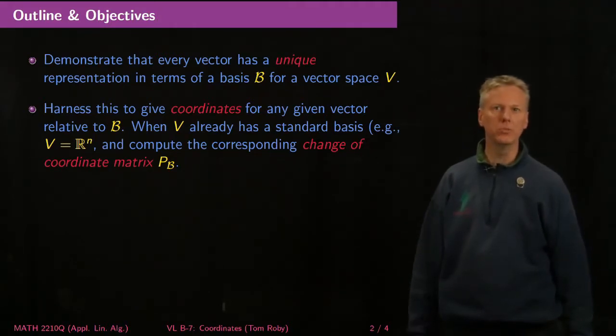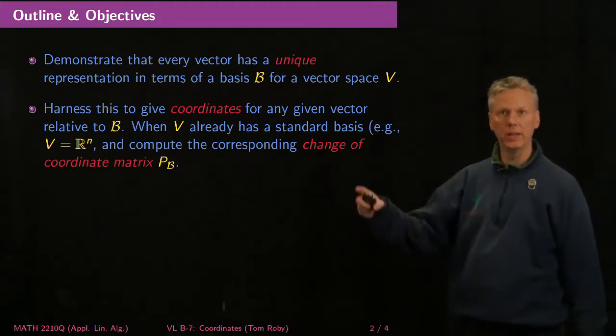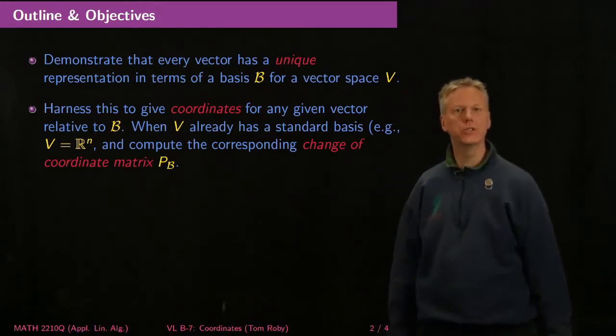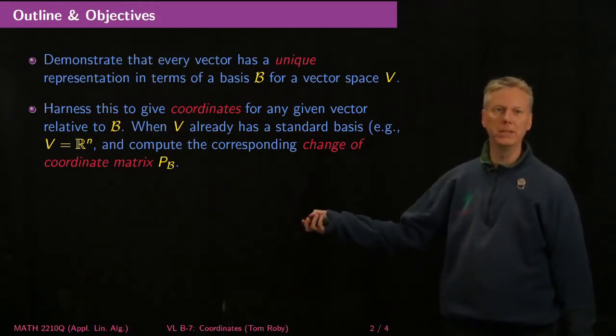So in some cases where we already have a standard basis, then we can view the matrix we get as a change of coordinate matrix. We'll call it P subscript B. So we've got this basis script B, and we'll have a change of coordinate matrix that'll let us change the way we view things from one basis to another.